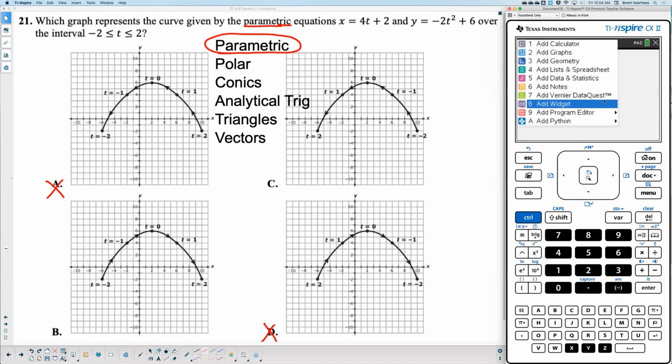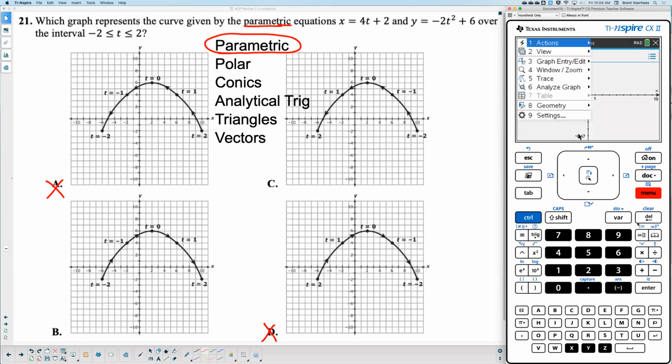New document. Go to graph. 3 for graph entry, 4 for parametric. Good.